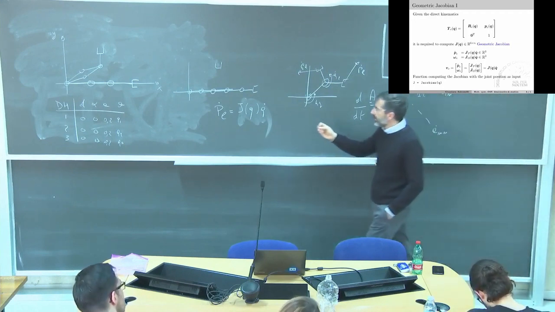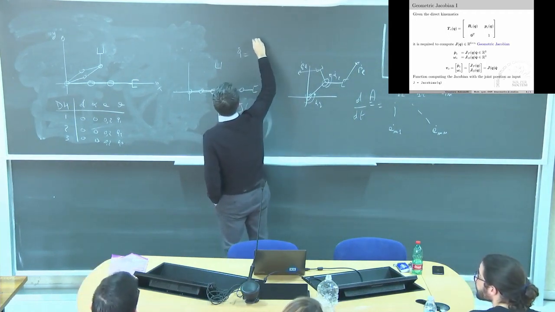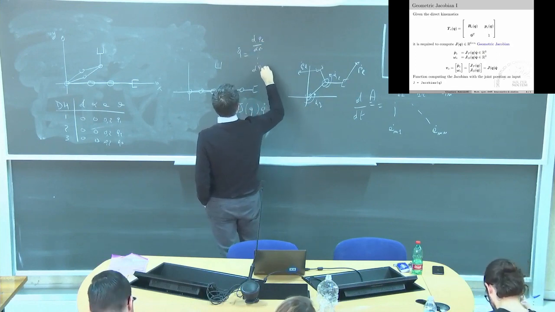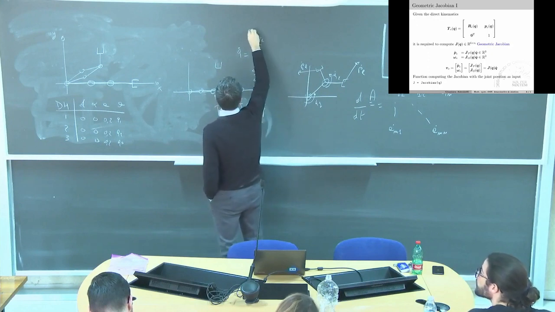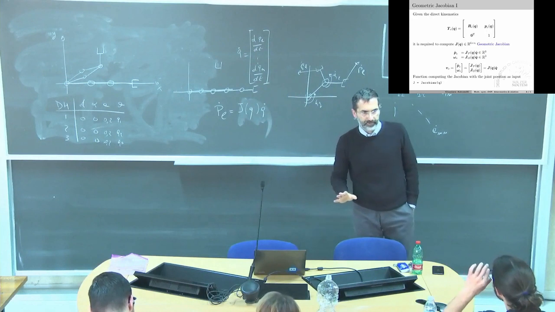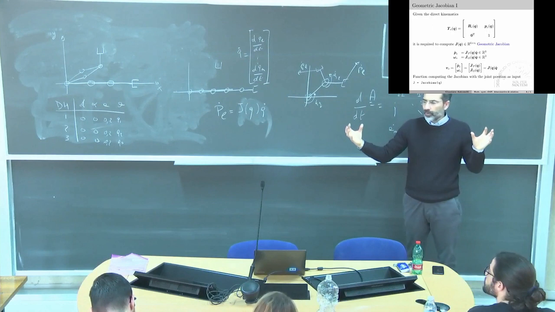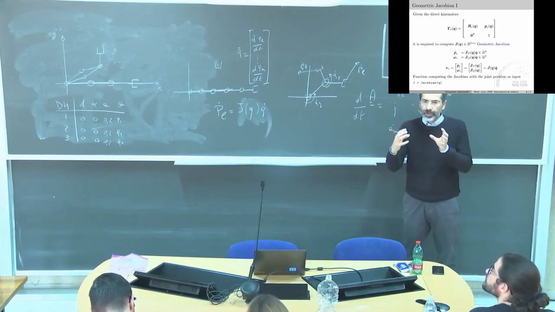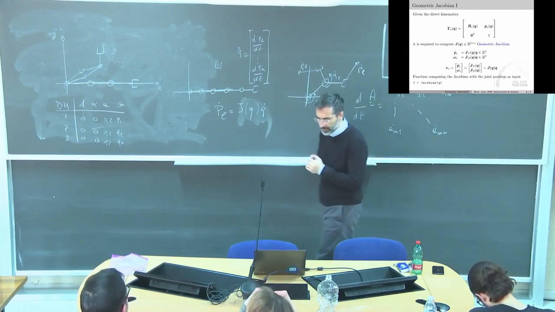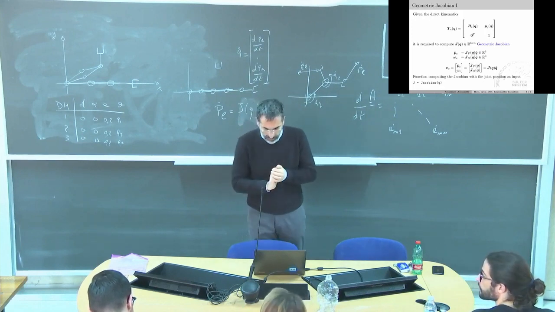So when I write q dot, this is equal to the vector of the derivatives of each joint. Basically, matrices are just a way to compact notations and operations. They don't develop new concepts. Matrices are just a compact way to do operations and to see stuff. Okay.